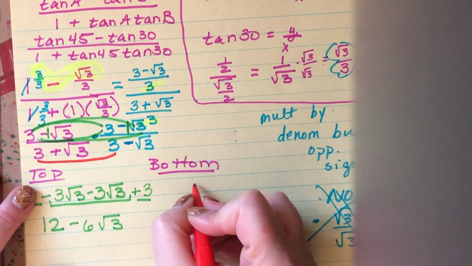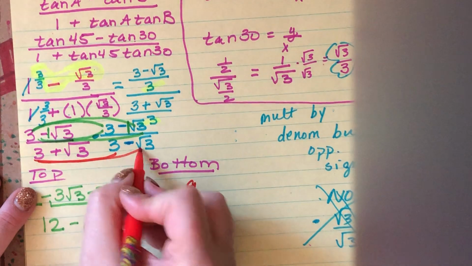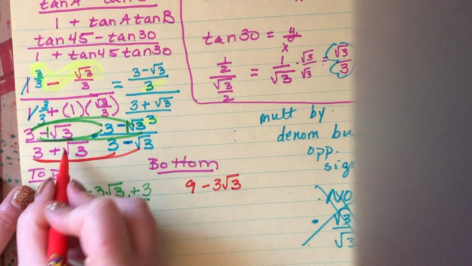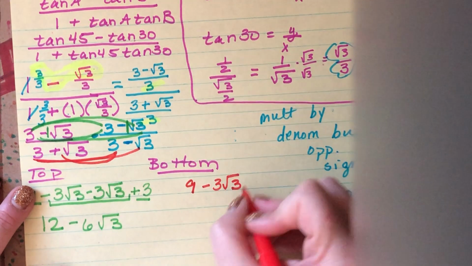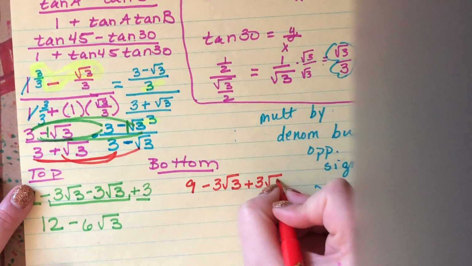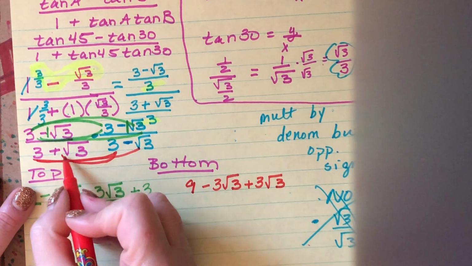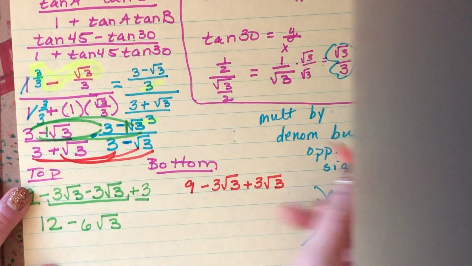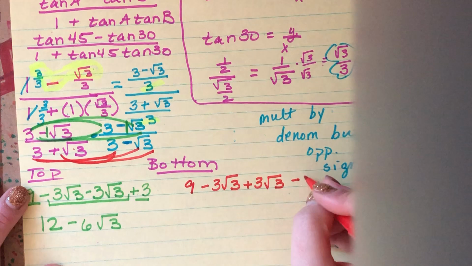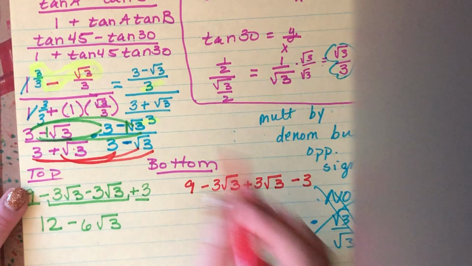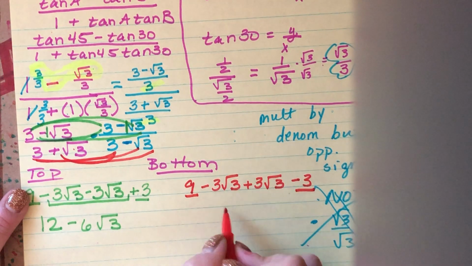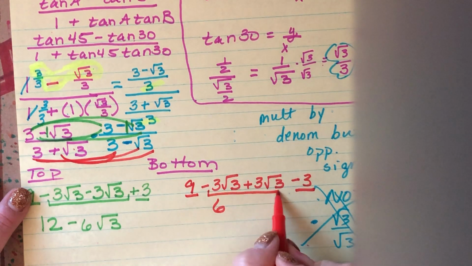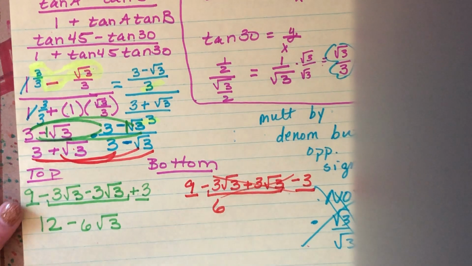3 times 3, 9. 3 times negative house, negative 3 house. Inside, house times positive 3, positive 3 house. Last, house 3 times negative house 3. Positive times a negative, negative. House times house? No house. Okay, let's see what happens. This 9 minus 3 makes 6. Then these two insides cancel.